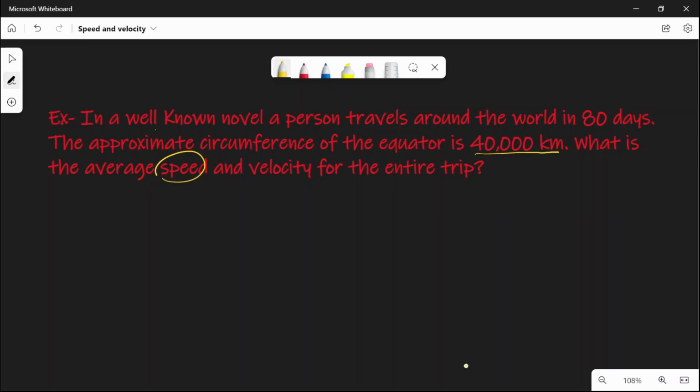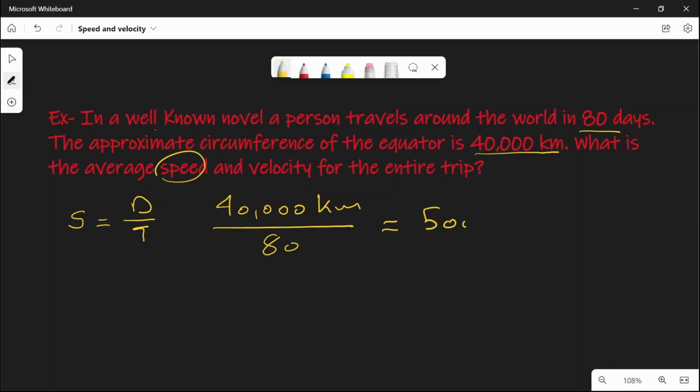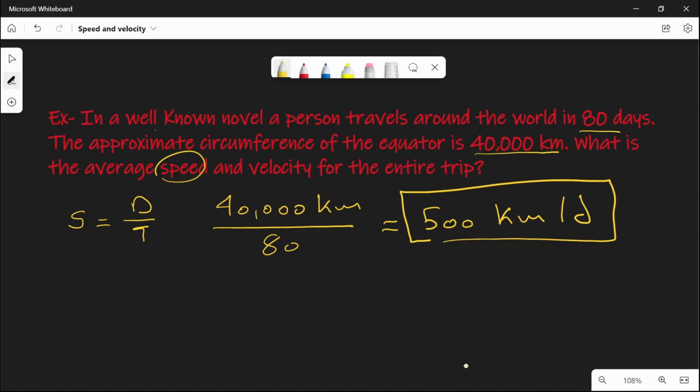So let's start with the speed. Speed is equal to distance over time. Distance is given as 40,000 kilometers and time is equal to 80 days. So 40,000 divided by 80 is equal to 500 kilometers per day. And that was his speed in kilometers per day.